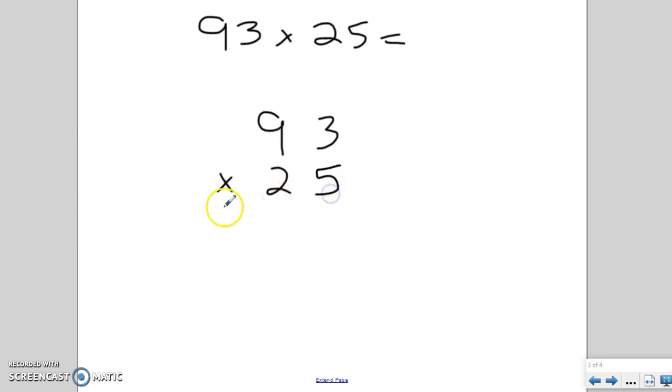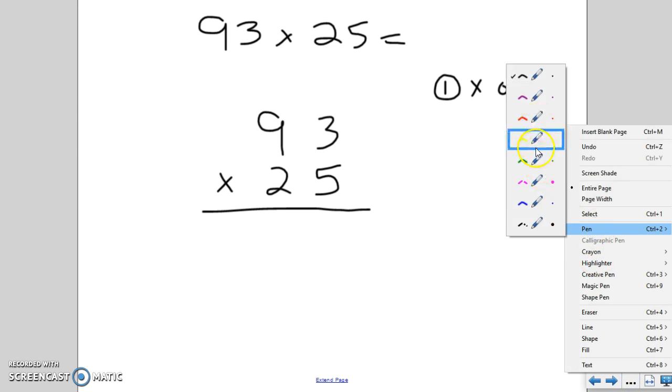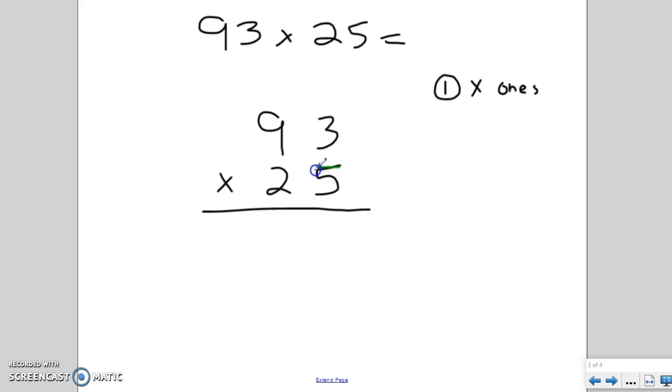Let's do 93 times 25. So I'm going to go ahead and set it up. 93 times 25. And I'm going to go a little bit faster this time. Okay, so step 1 is we're going to multiply by the digit in the ones place of our bottom number. We're going to attack with the ones. So I'm going to go ahead and grab green for this one. So this is where we're going to work with the 5 only. So we're dealing with 5 times 93.